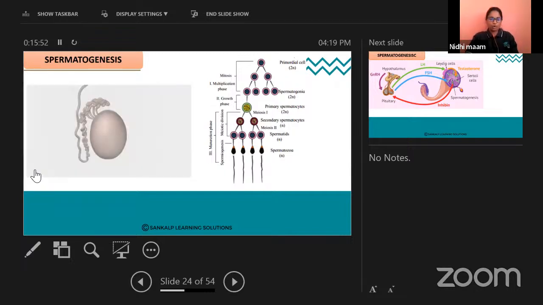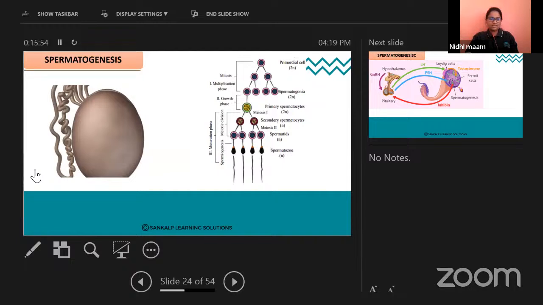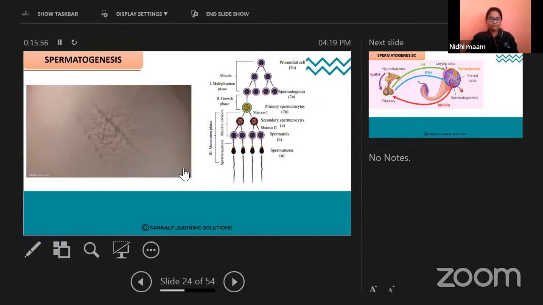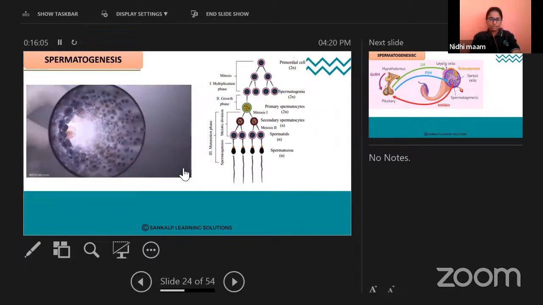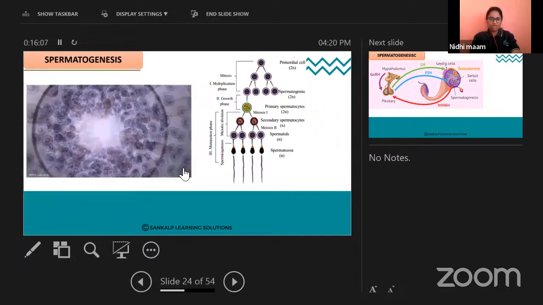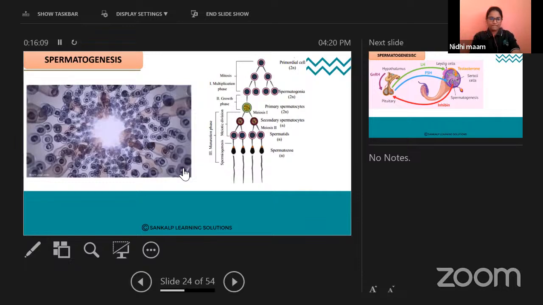Spermatogenesis, sperm formation. The seminiferous tubule. This is a seminiferous tubule. Primordial sperm cells, called spermatogonia, lie dormant in the outer compartment of the seminiferous tubule, from the late fetal period until puberty. Here you can see the spermatogonium cells. The spermatogonia undergo mitotic division.